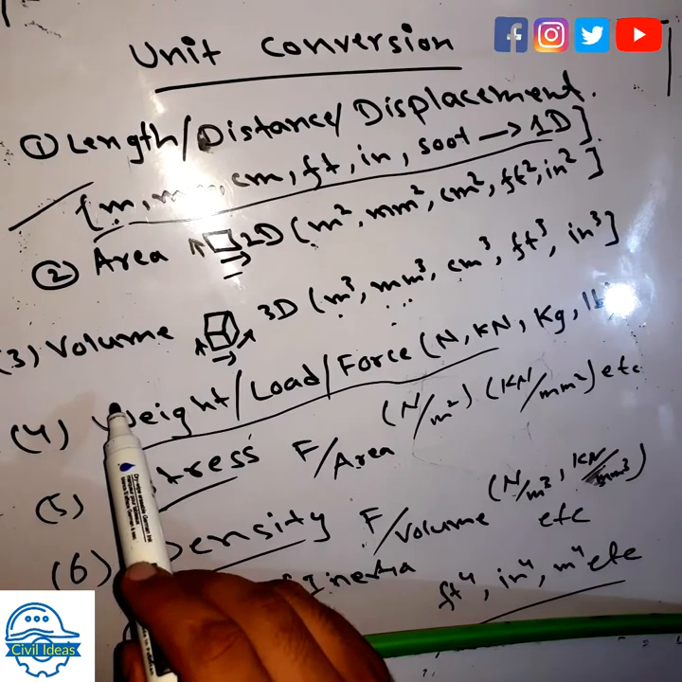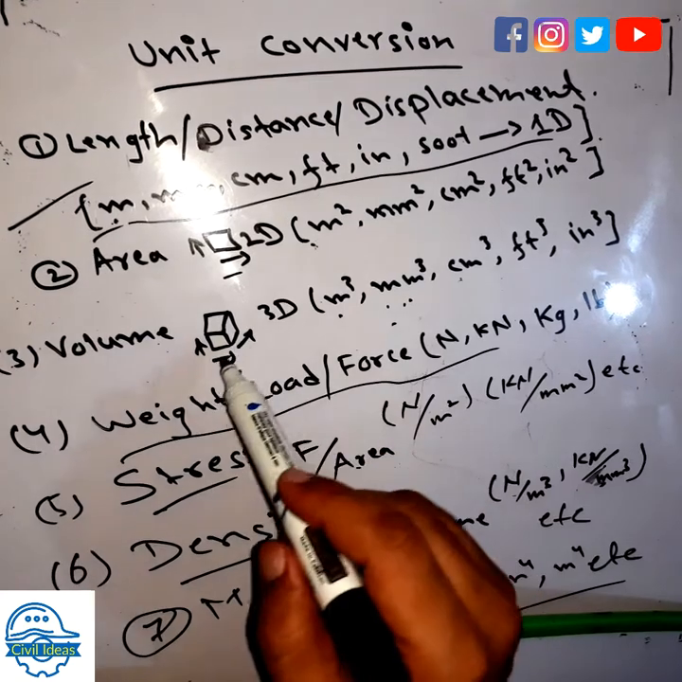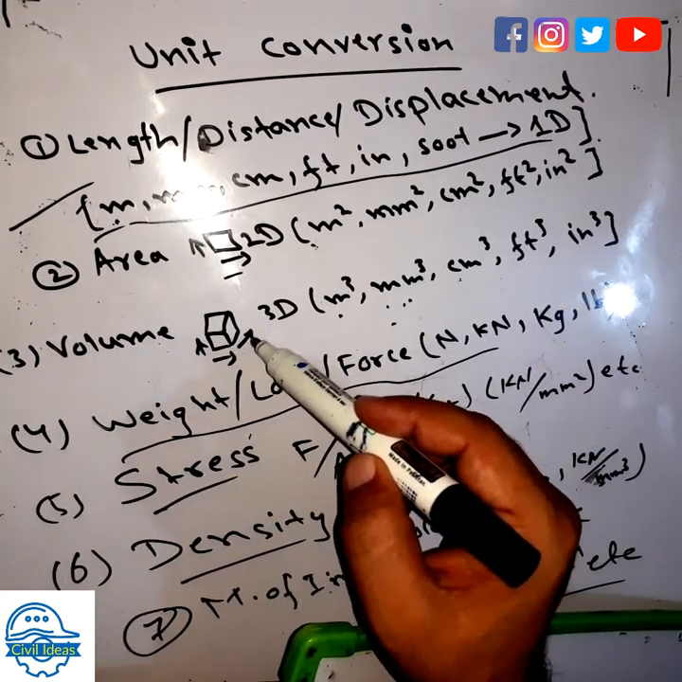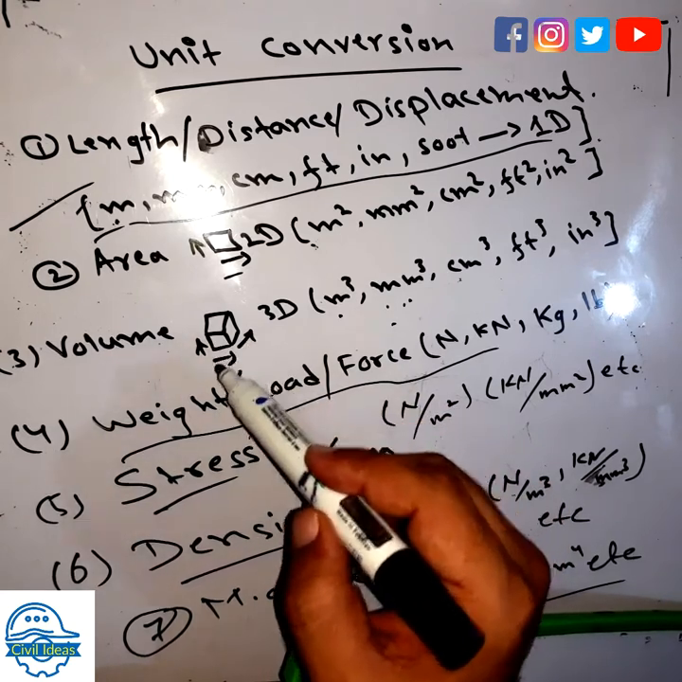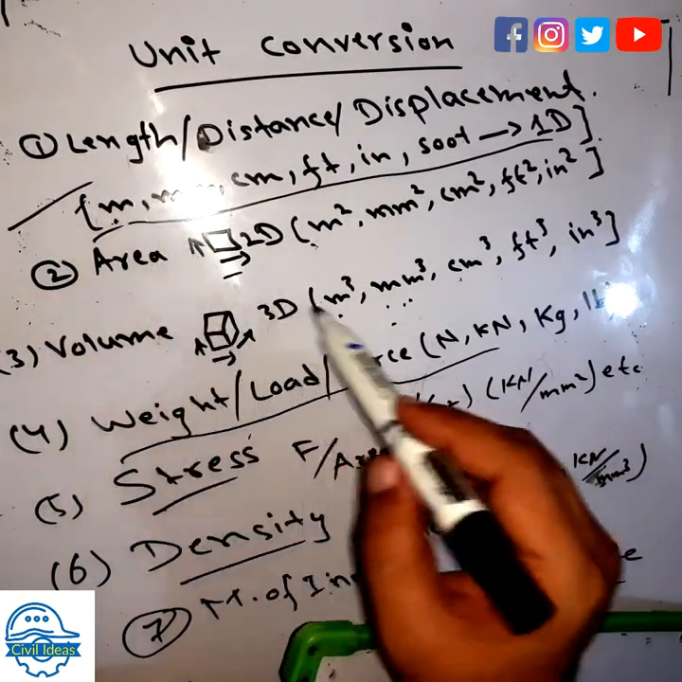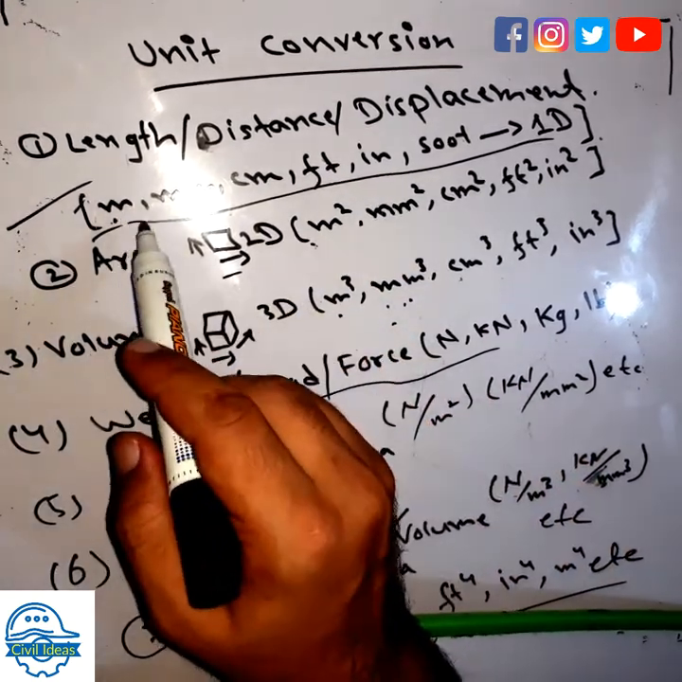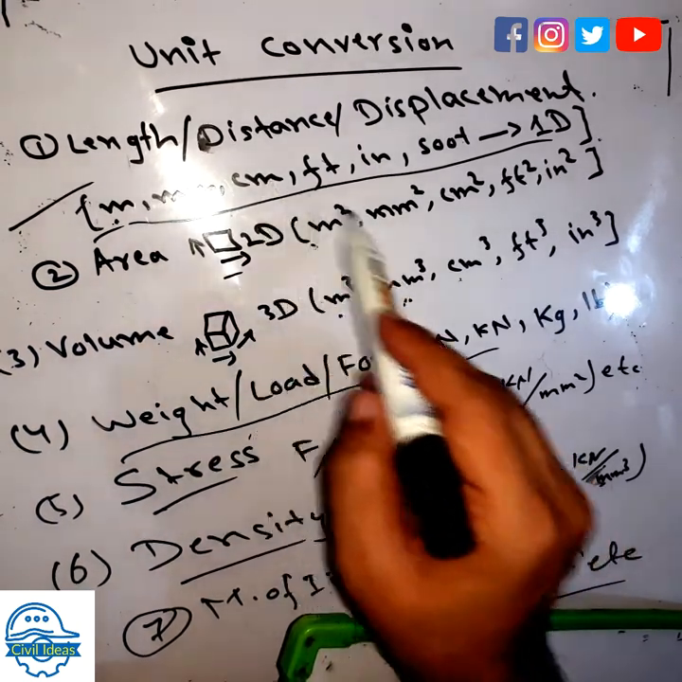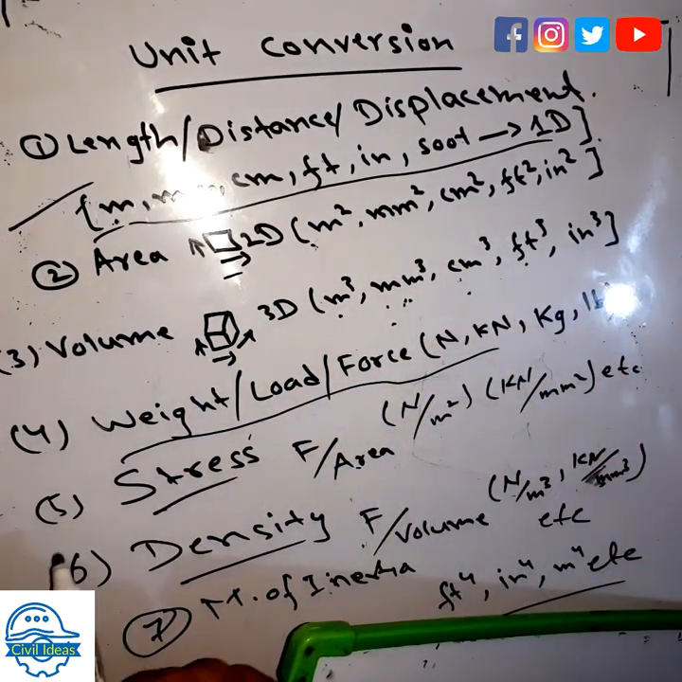And the third one is the volume, and this is a three-dimensional quantity, like x, y, and z axis, or you can say length, width, and height. By just taking the cube of the one-dimensional quantity, you will get the volume. Like by taking the cube of meter, you get cubic meter, cubic mm, cubic centimeter, cubic feet, cubic inches, etc. So these are the volume.